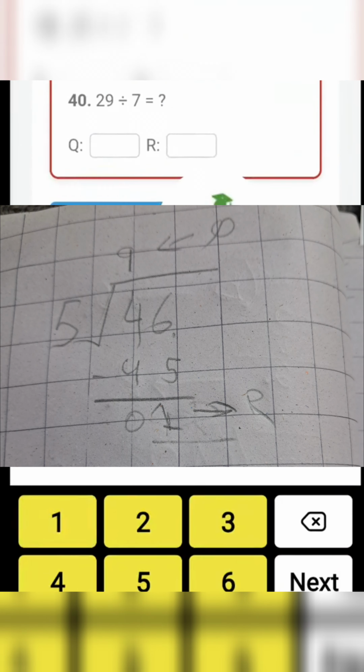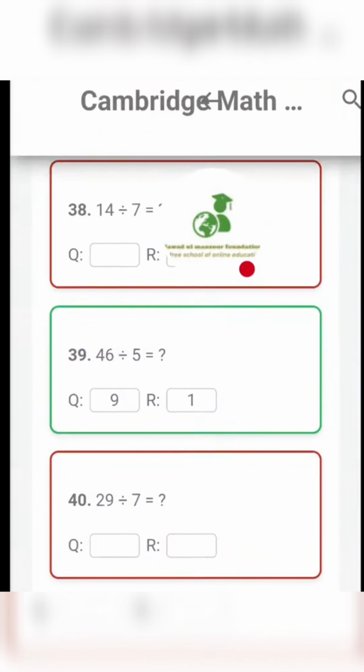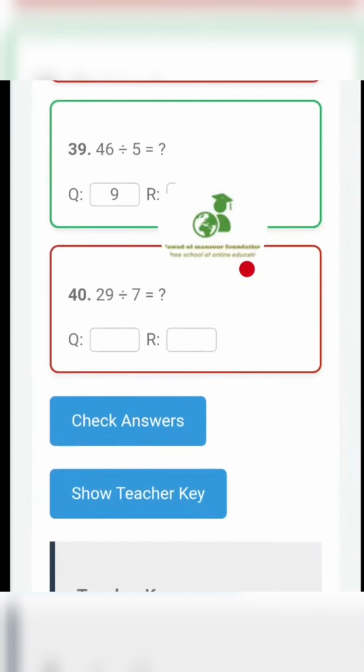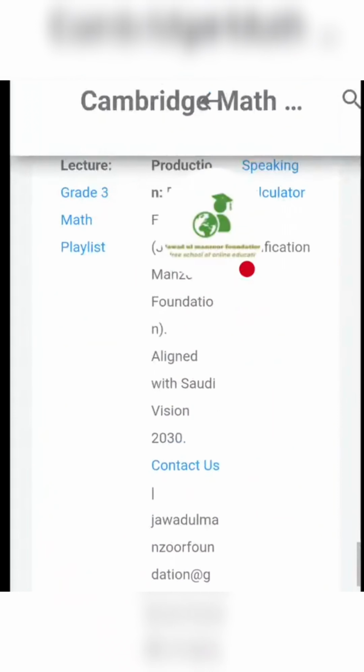So if I am checking the answer, you can see this is correct. In this way you can solve the worksheets and check the answers. If your answers are wrong, there is an answer key as well. You can take the printout, so there is an option of printout as well.